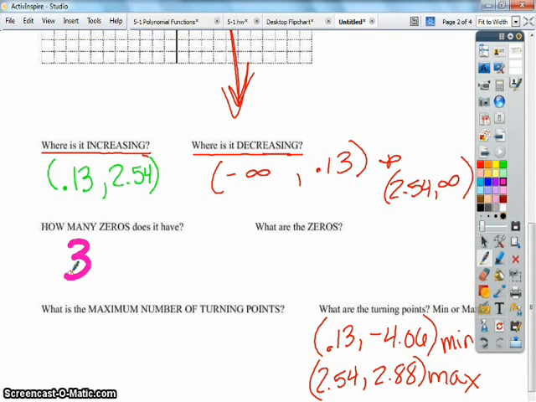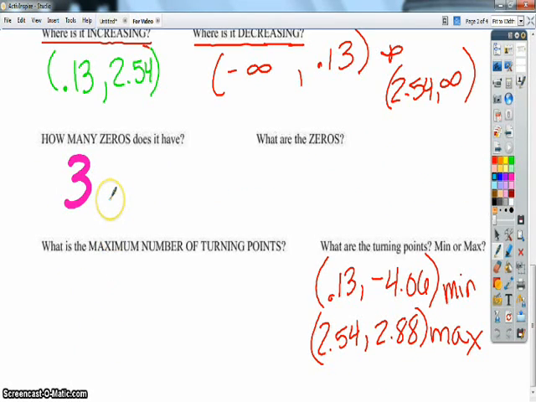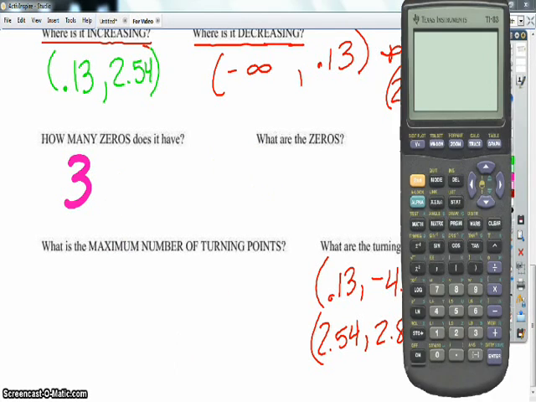Now you can't just play guess and check with this. You use a calculator again. The next thing we're going to do, now that we know how many zeros there are, we have to go ahead and figure out what the zeros actually are.